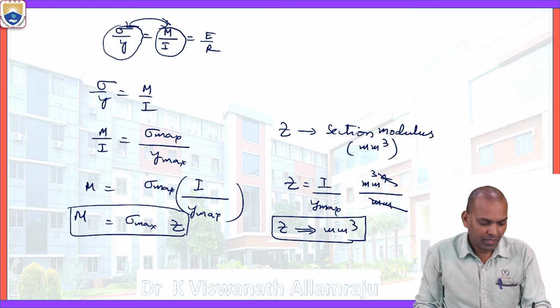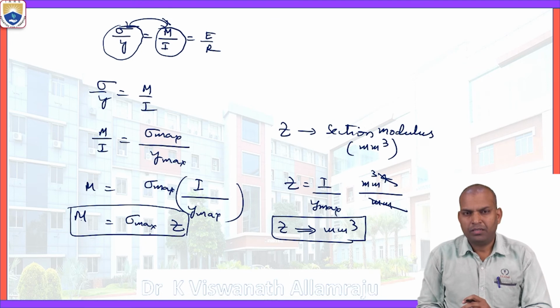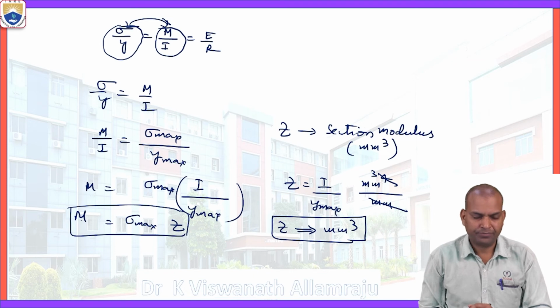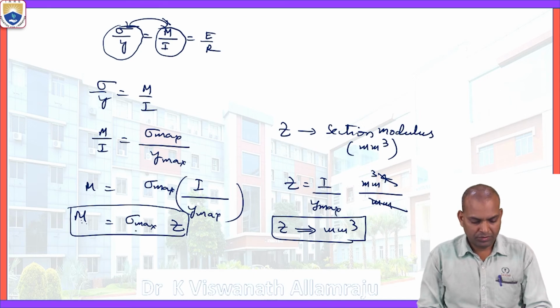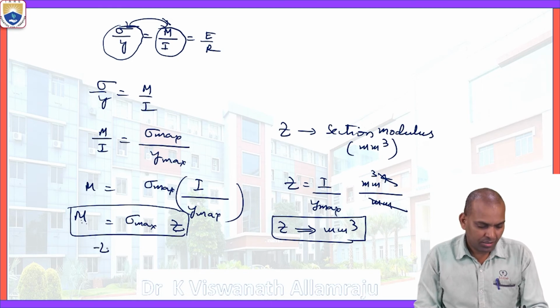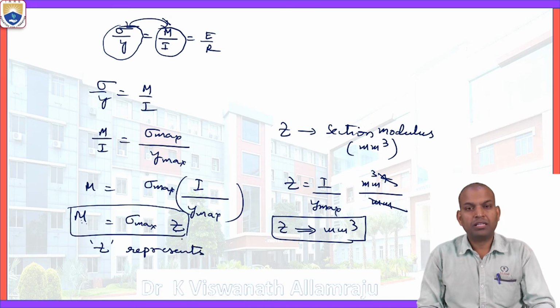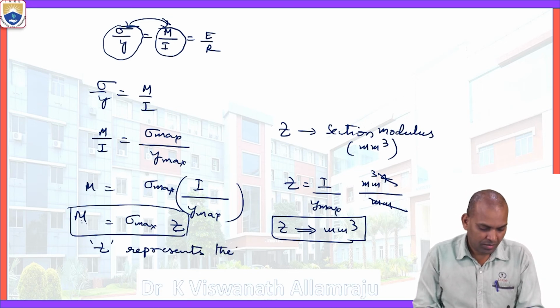Now here M represents the bending moment or moment of resistance to deformation or bending. When this resistance to bending becomes maximum, the Z becomes maximum. Thus Z, the section modulus, represents the strength of a material.